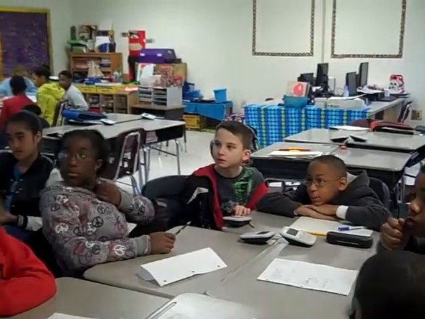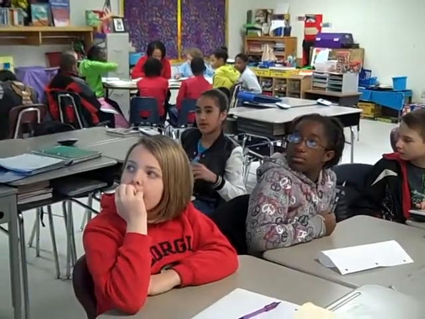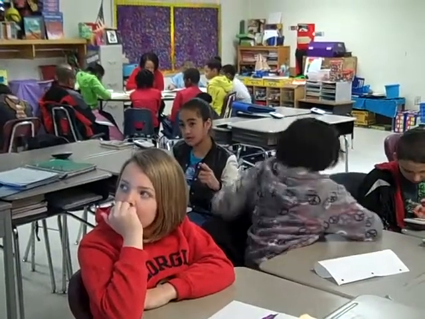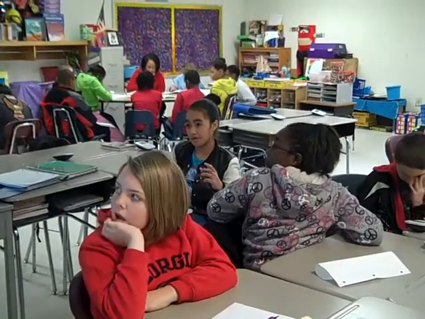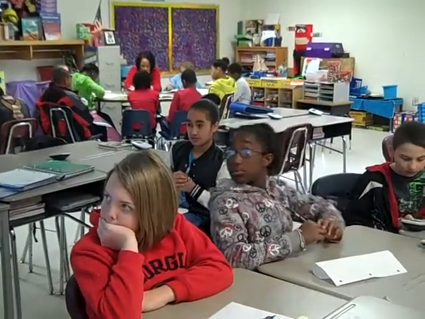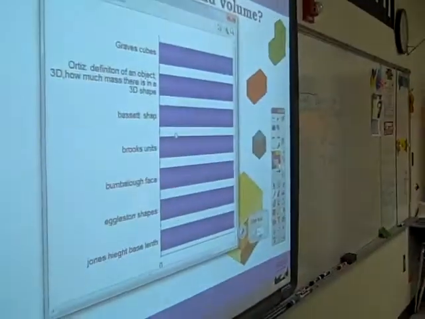She gave the definition of an object. What do you mean by that? What kind of object? Inside of something. She said 3D. Yes, that is correct. We're talking about 3D objects when we talk about volume and how much mass there is in a 3D shape. Mass isn't the correct word, but that's really close. Very good.